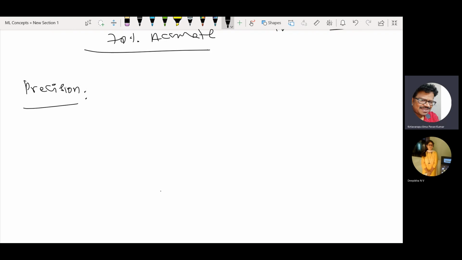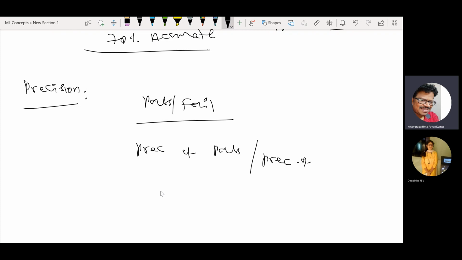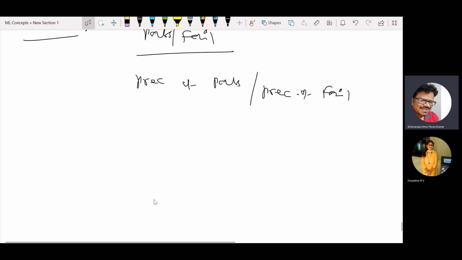See, one thing, guys: compared with accuracy, precision is preferred by most data scientists. Precision is defined for both pass and fail, because in accuracy I am focusing on the correctness. That means precision of pass and precision of fail. This definitely gives the understanding of correctness and incorrectness also. Now your precision formula is like this.